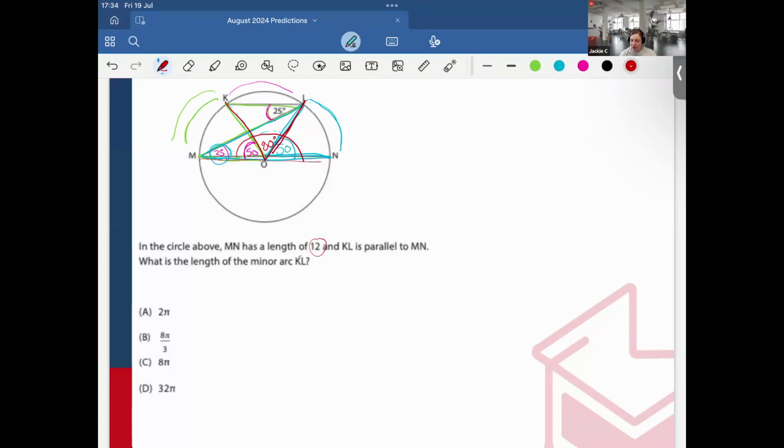And we also established the diameter is 12, so the radius is equal to 6. Why is that important? Because now I have to find the length of minor arc KL. And to get the length of minor arc KL, an arc comes out from the circumference. So I would apply the formula x over 360 degrees multiplied by 2 pi r. This will tell me what this arc measurement is.